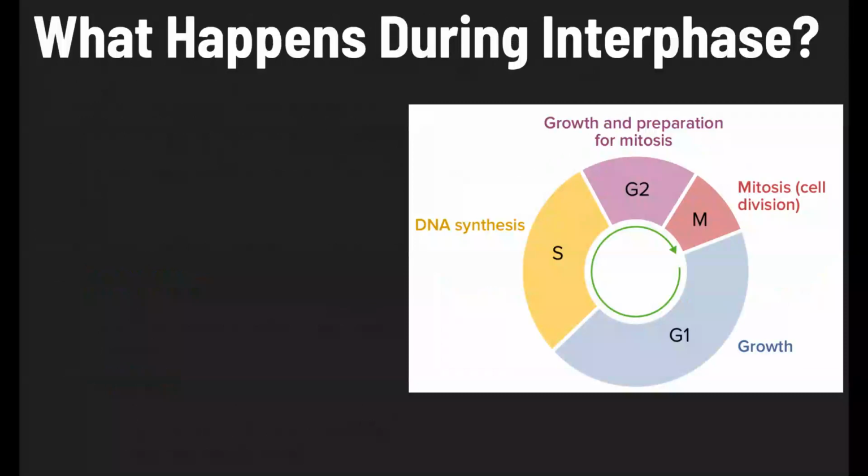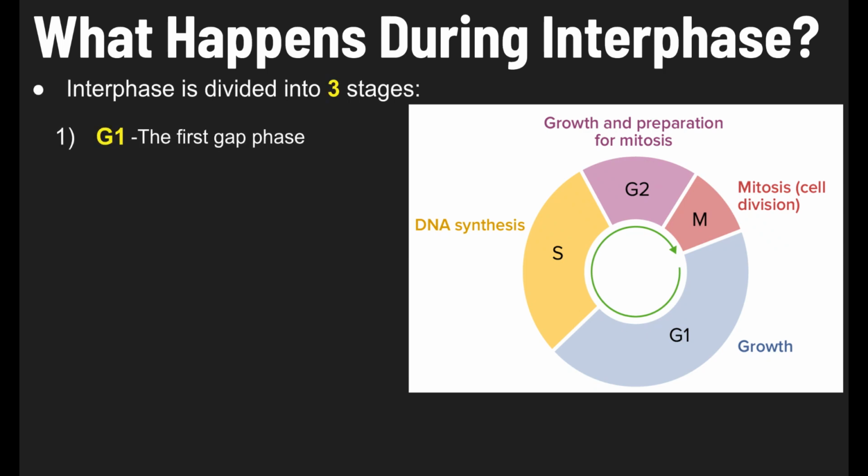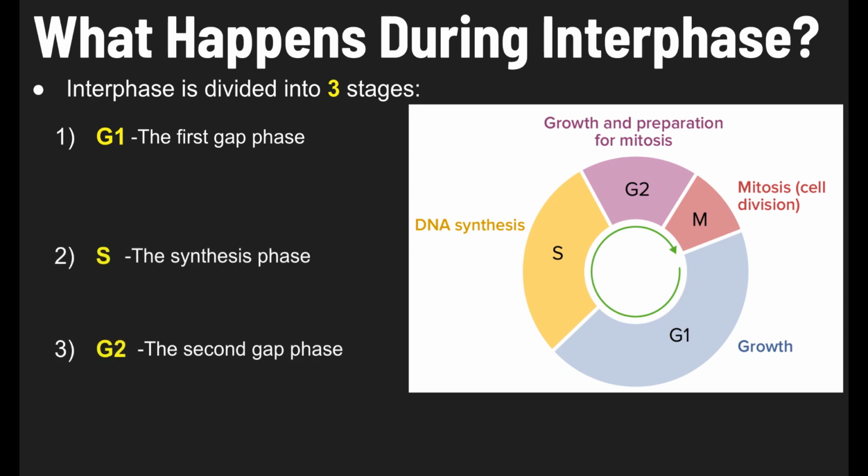Okay, so I told you the cell cycle consists of two phases, interphase and M phase. So let's look at some of the details here about what happens during interphase. Interphase is divided into three stages: G1, S, and G2. The G that you see stands for the word gap. So G1 is the first gap phase. Then comes S. S stands for synthesis. And then G2 stands for the second gap phase. So you go G1, S, G2. And you can see that in the image here.